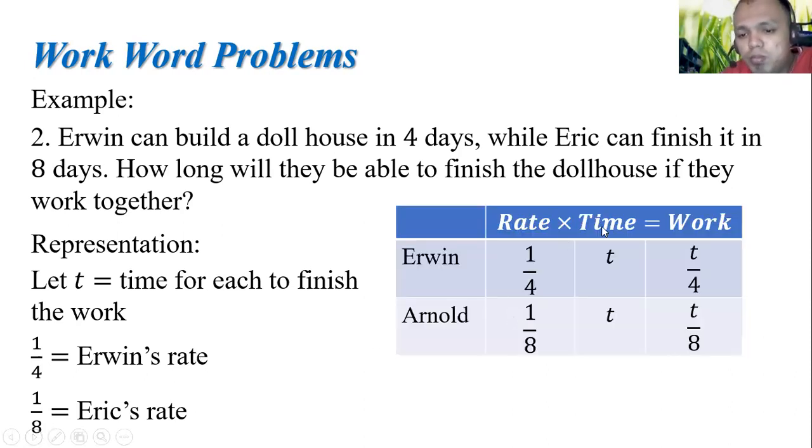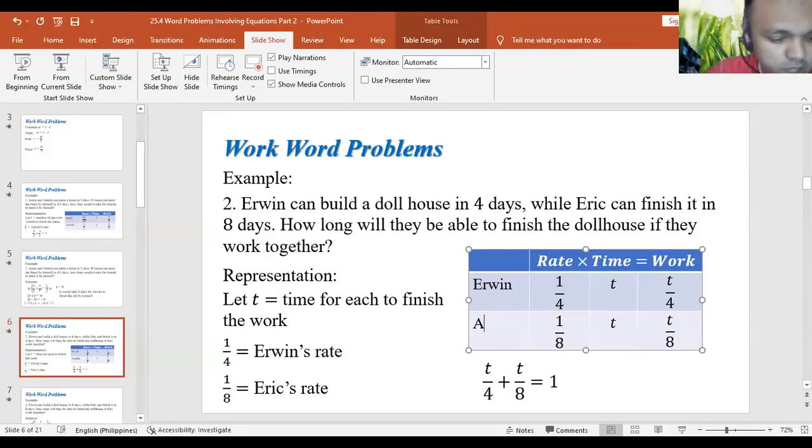Then, make a table here. We have here, yung rate ni Erwin is 1/4. Okay, wait lang, hindi to Arnold. That is Eric. Palitan natin ito ng Eric, ha. This is Eric.